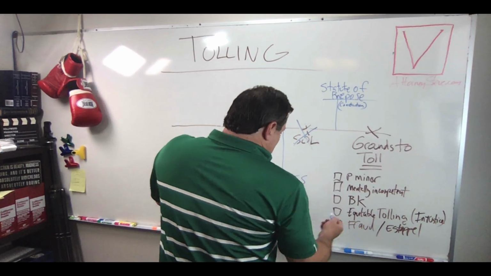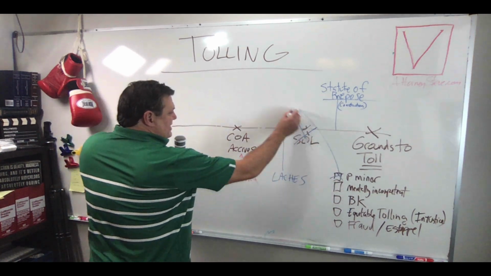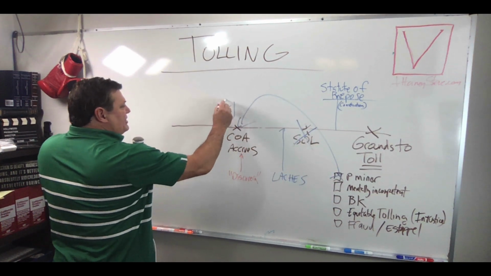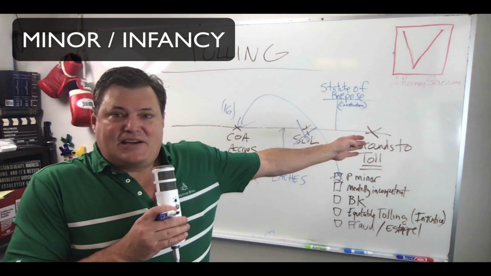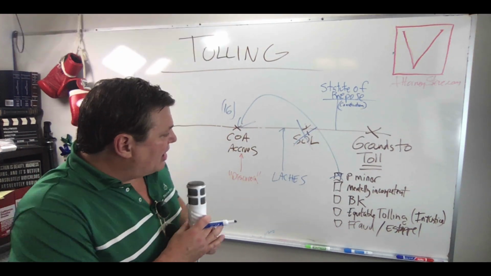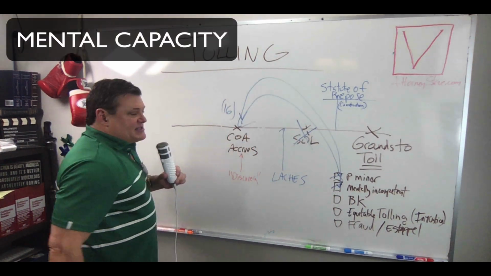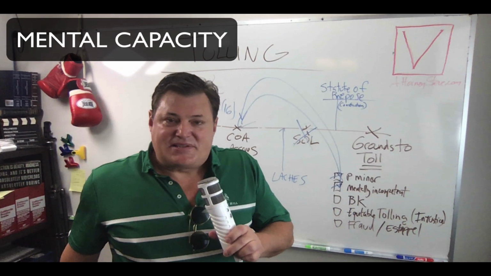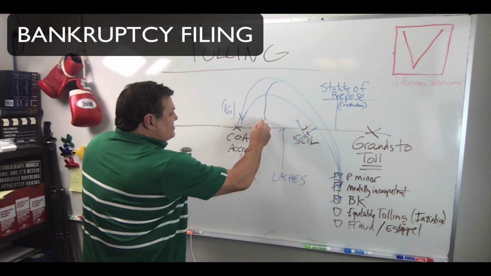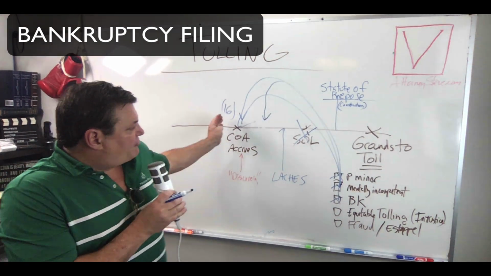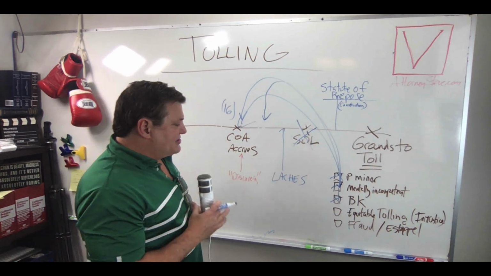Now, grounds to toll. Okay, so what if the plaintiff was a minor when this happened? The plaintiff was 16 years old. That will toll the statute until the minor is of age, 18 years old usually. What if the plaintiff was mentally incompetent at this time and then they regain their competency? That will toll the statute. Filing bankruptcy before the statute of limitations can toll the statute of limitations.